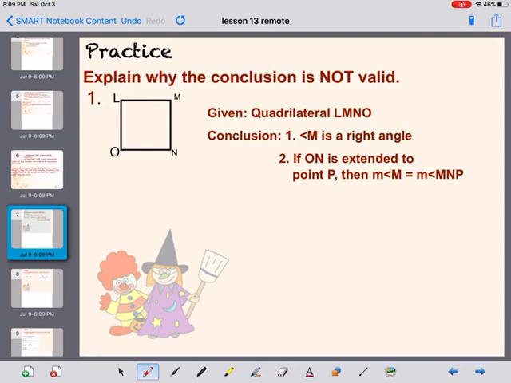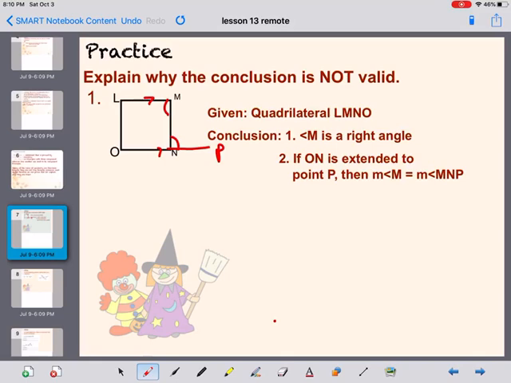Number 2, if ON is extended to point P, so something like this, then angle M is equal to angle MNP. Can I assume that? No. That would be what we call alternate interior angles, but I would have to know that I have parallel sides, which they did not tell me. So those things are not valid because I don't know enough about this quadrilateral. I don't know it has right angles, and I don't know it has parallel sides. So that's why I cannot make those conclusions.